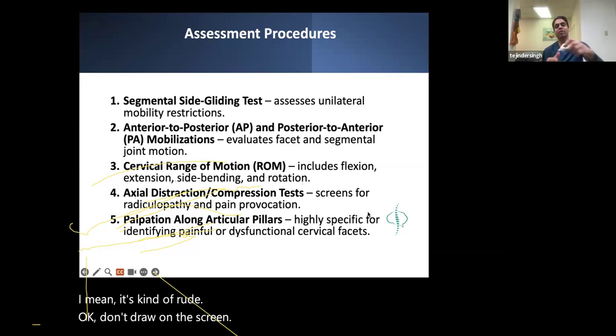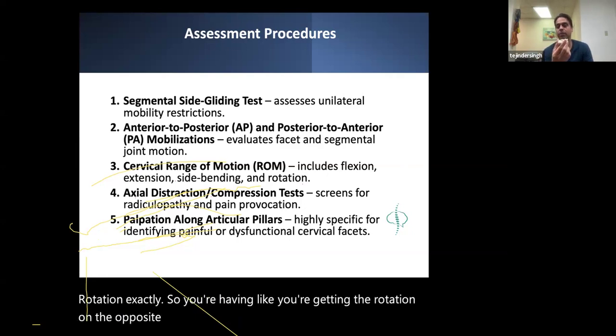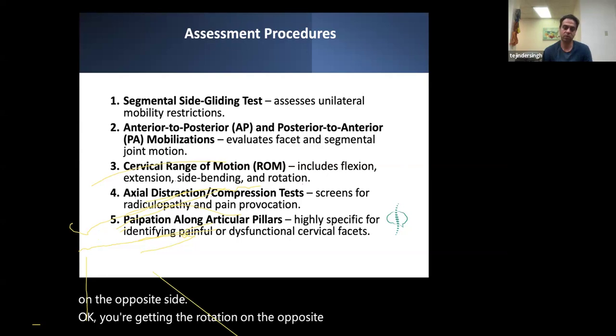Rotation, exactly. So you're getting the rotation on the opposite side. Okay, you're getting the rotation on the opposite side.